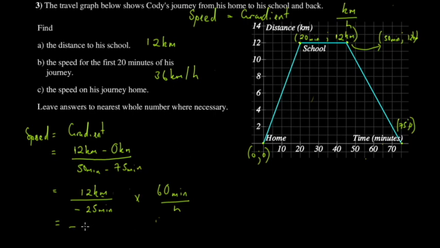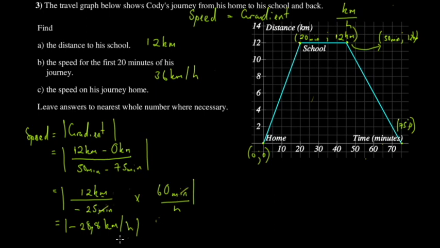So 28.8, negative here. You can say this is the magnitude of gradient. So you get negative 28.8 kilometers per hour, because the minutes cancel.